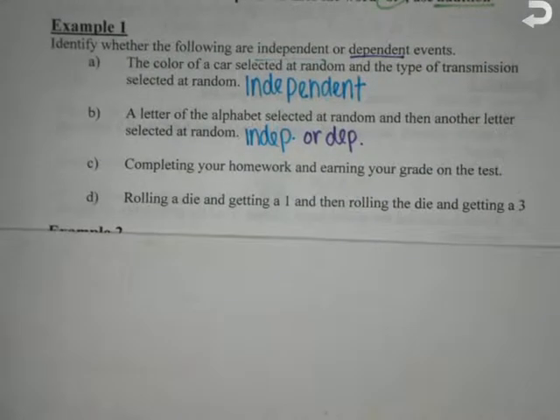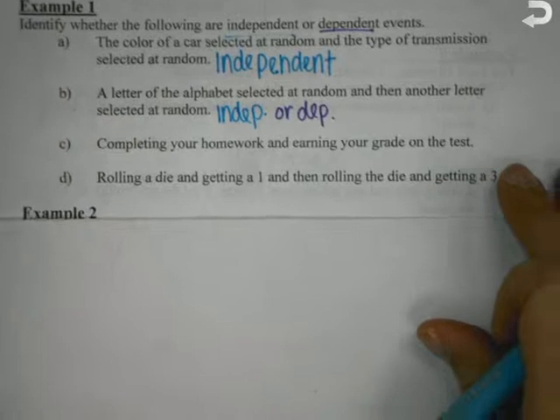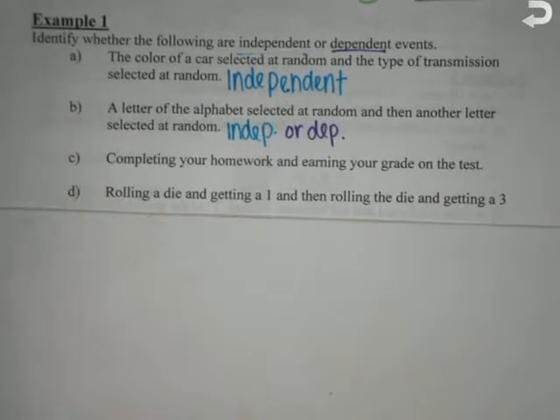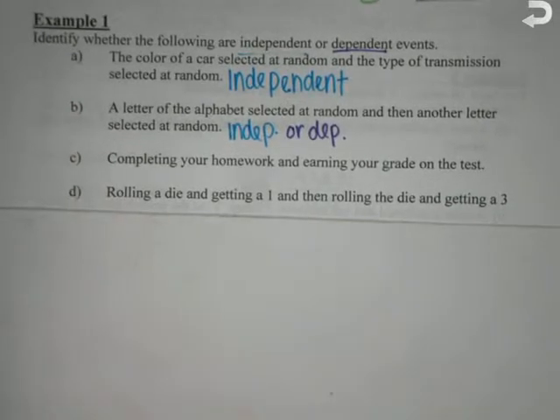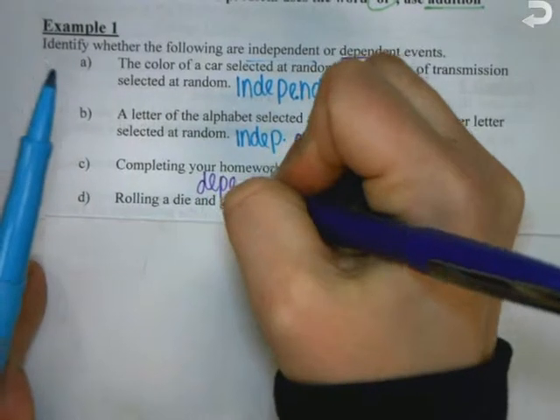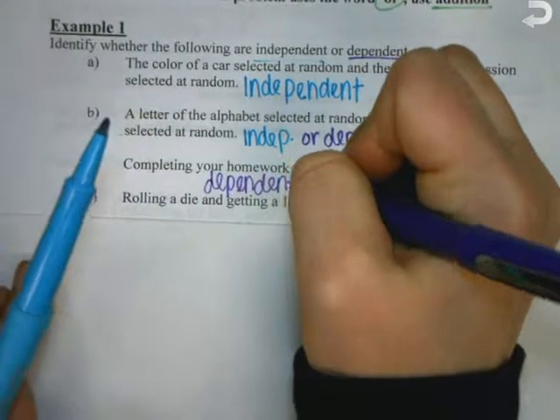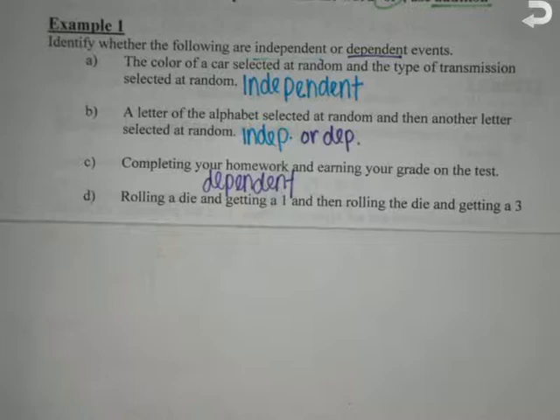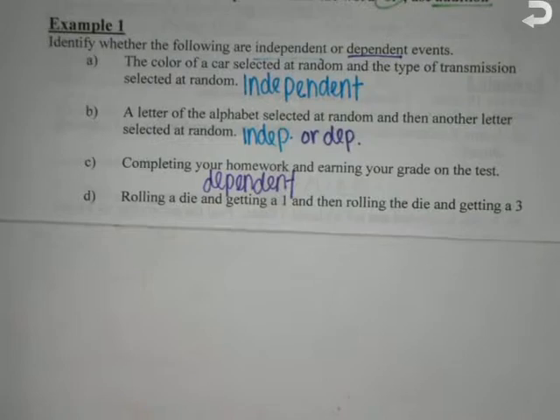Okay, what about C? This is a good one. Completing your homework and earning a good grade on the test. Independent or dependent? Dependent. If you do your homework, you are more likely to get a good grade on your test. Okay, what about rolling a die and getting a 1, and then rolling it again and getting a 3? Independent.